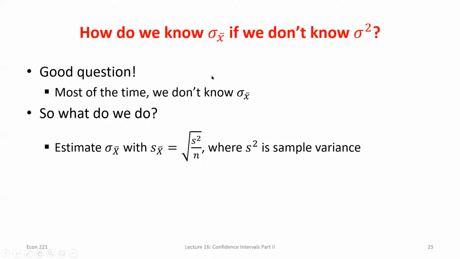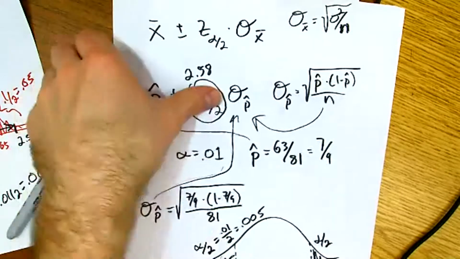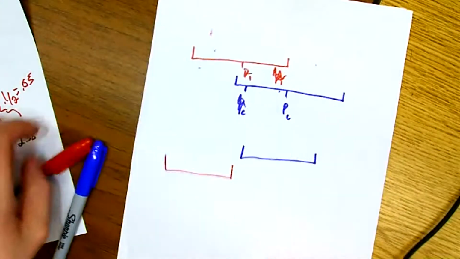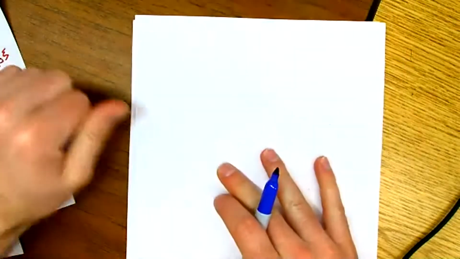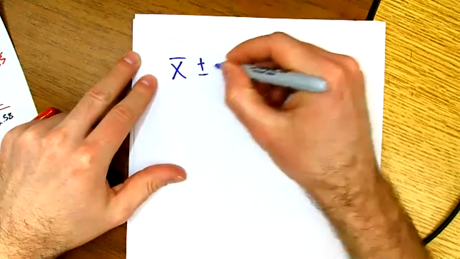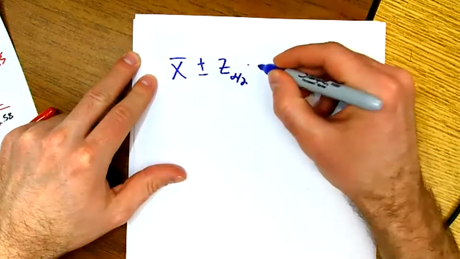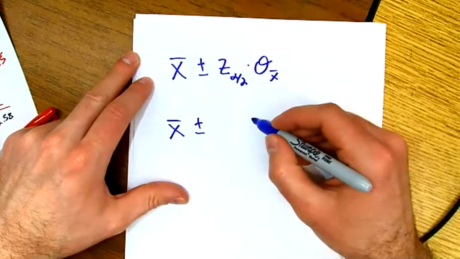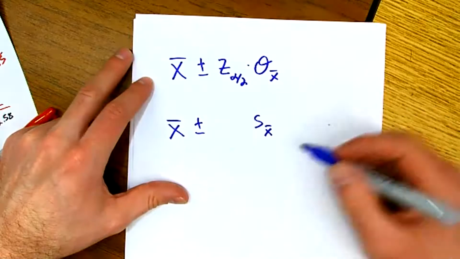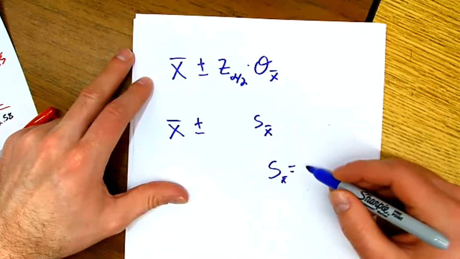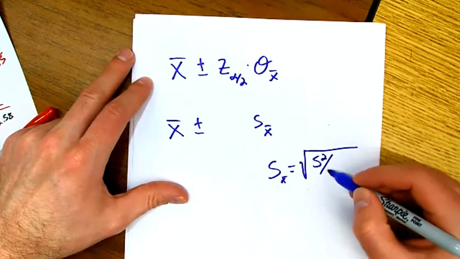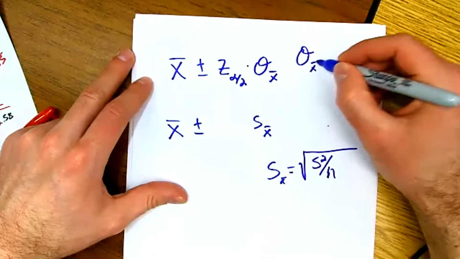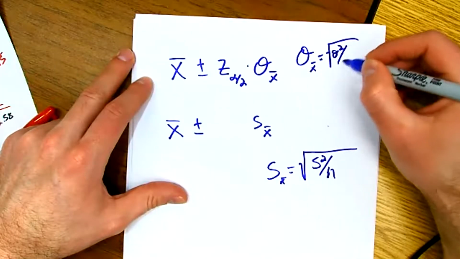Now, the procedure is the same, but there's one problem, right? So before, when we were looking at sample means, we had the confidence interval equations that looked like this. Right. Now, what's going to be true is, well, we have to write this a little bit differently because we're calculating the standard deviation of our sample means using a sample variance, whereas before, we were using that population variance.